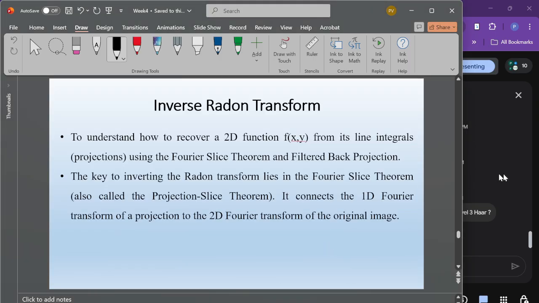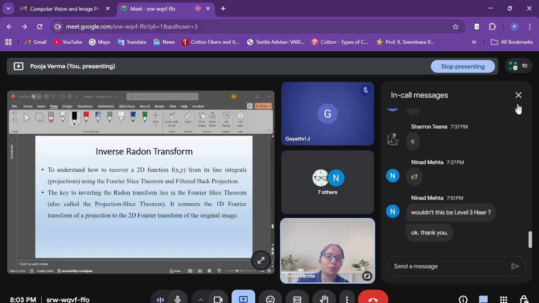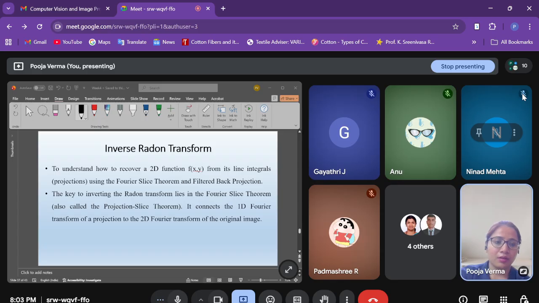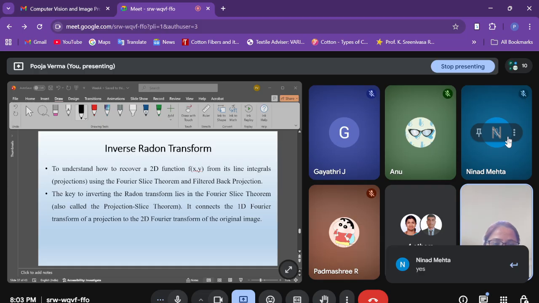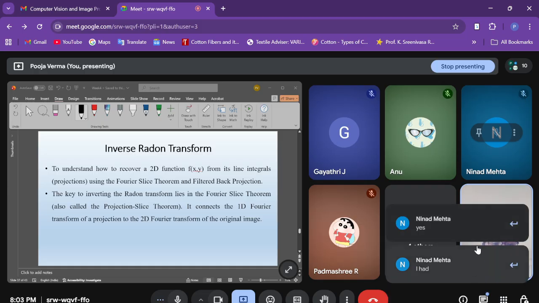So someone has asked about the inverse Radon transform. Is it there in the class? So already I have added the detailed. Okay, yes, Minad.